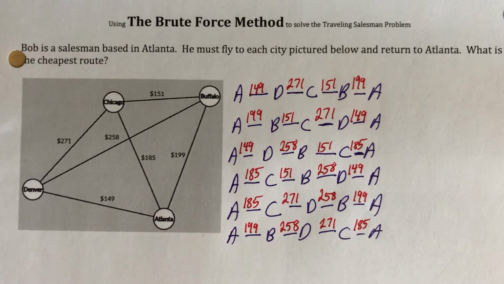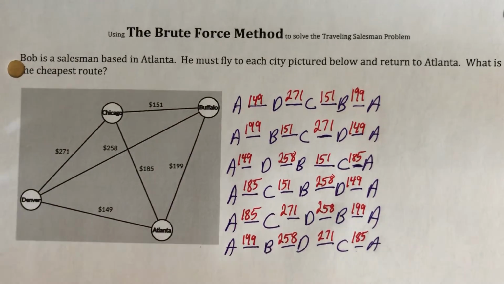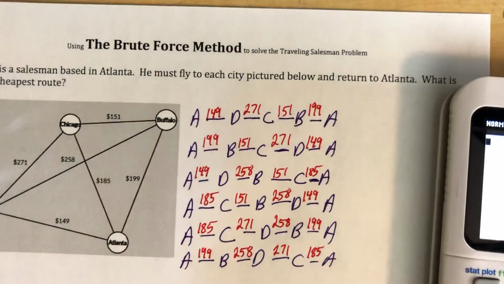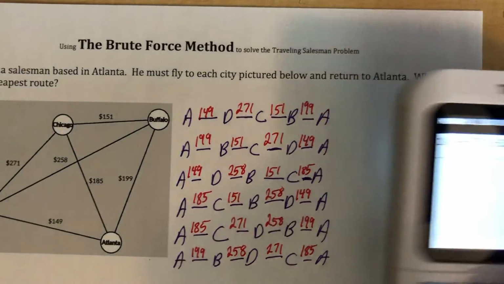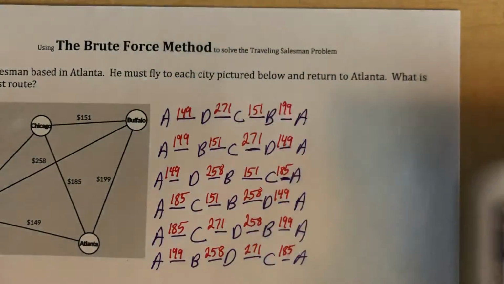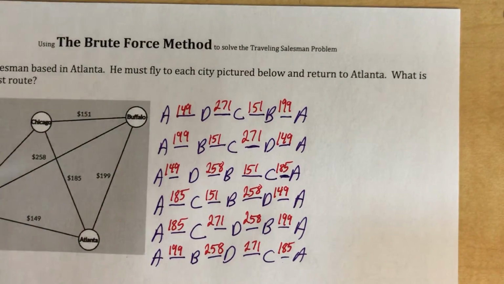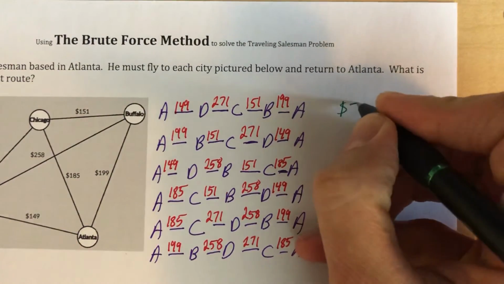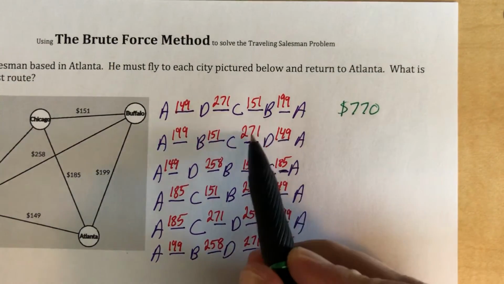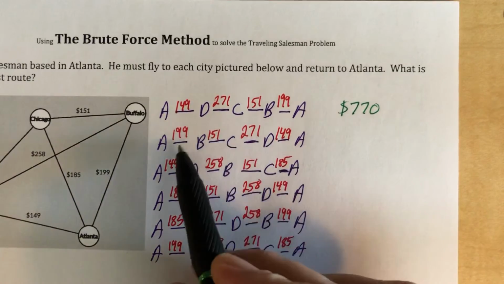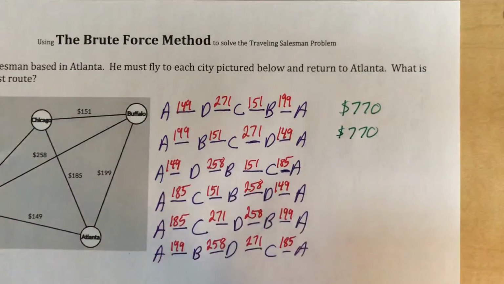Wow, this is taking a while. There's a reason we call this the brute force method. That means we're just throwing everything at it that we can. So we're going to add these up. So 149, 271, 151, 199. When I add those up, I have 770. So this top one has a total dollar amount. We'll write it in green because it's money. Total dollar amount of 770. And then we'll do the same for this one, but let's be real honest, it's the exact same amounts in a different order. So also 770.